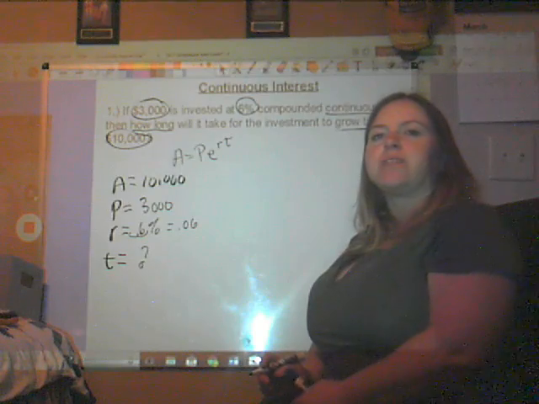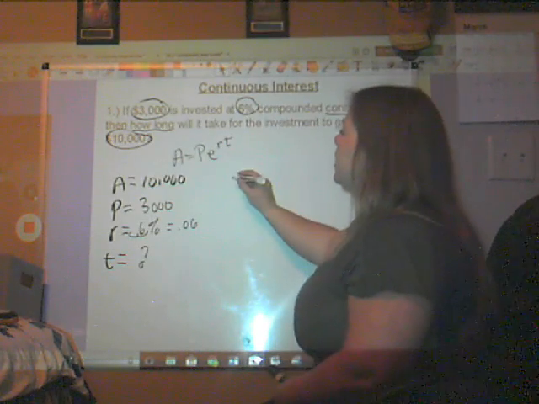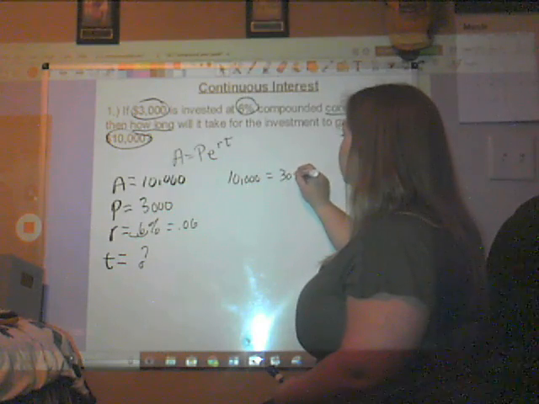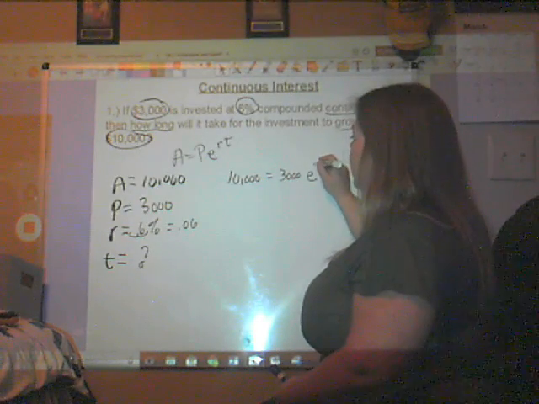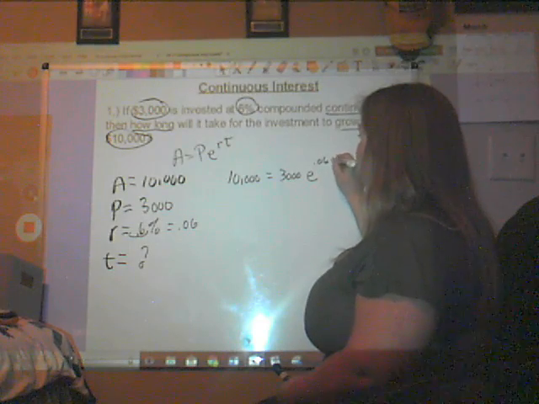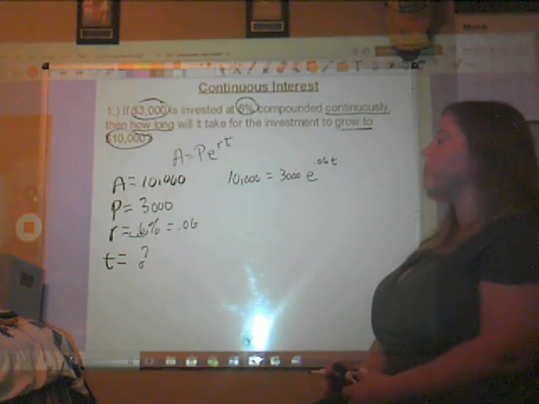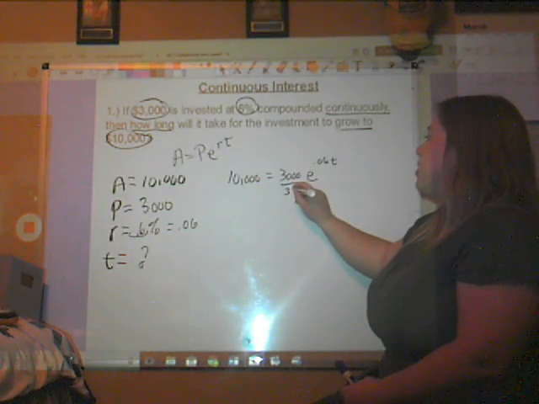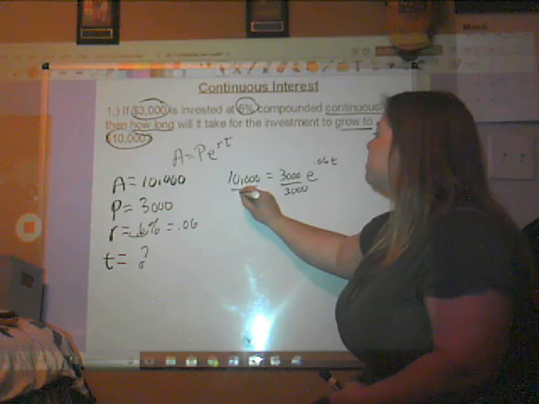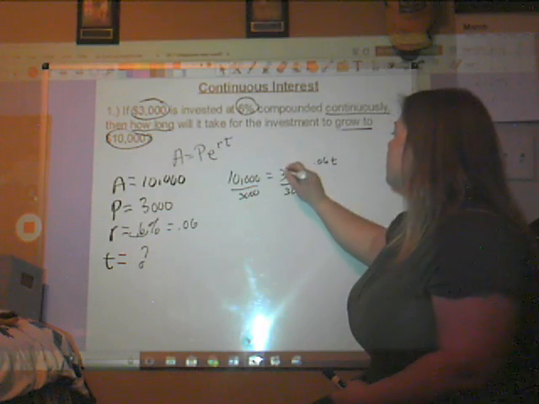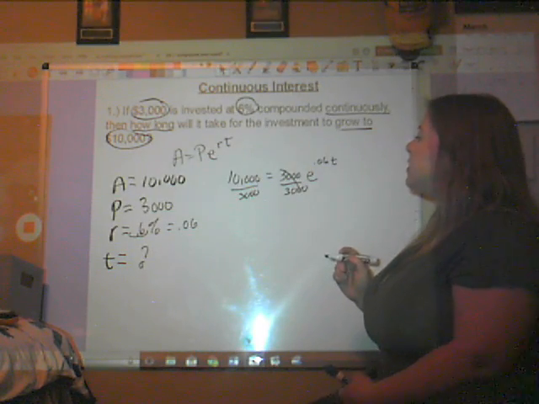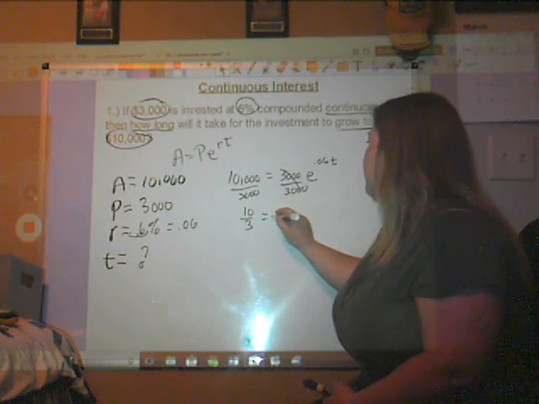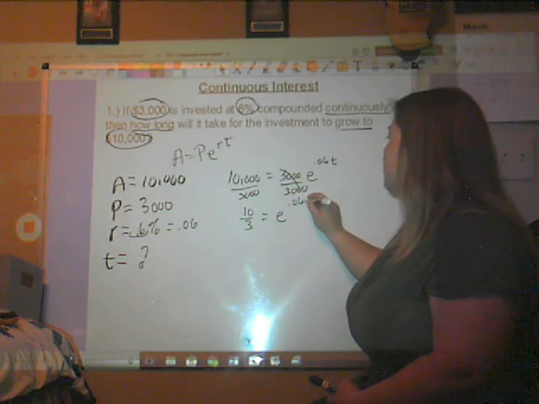So we're going to take this information and plug it into our formula. So we have 10,000 equals 3,000 e to the R, which is 0.06 times T, which we don't know. So once again, we want to isolate this, so we're going to divide by 3,000. Those cancel, and 10,000 divided by 3,000 is 10 over 3 equals e^(0.06t).